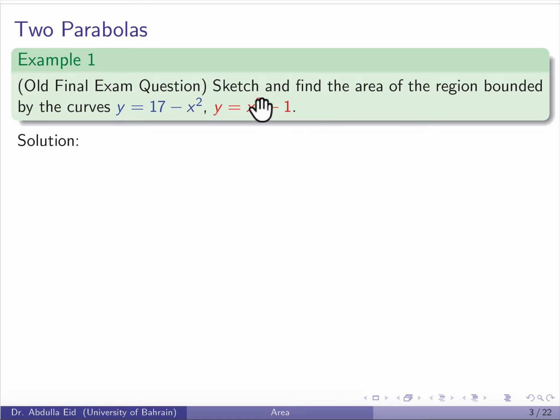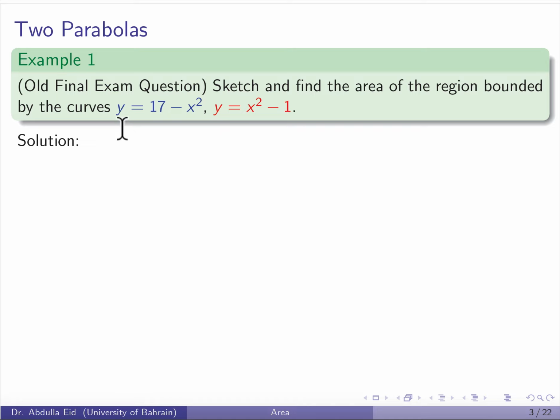First question here is we need to sketch and find the area of the region bounded by two curves, and actually those two curves are parabolas. How do I know they are parabolas? Because both of them are of degree 2, as you can see here. And if we have a parabola, we just need to sketch the parabola. Remember, in order to sketch the parabola, we need to find the vertex. And we need to find, is the parabola open upward or downward?